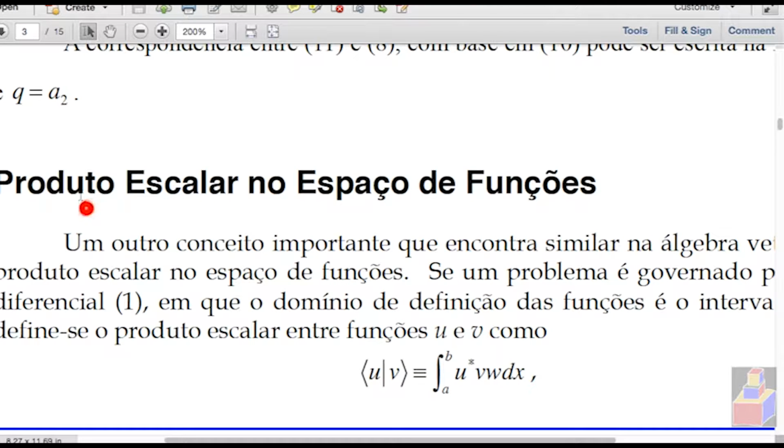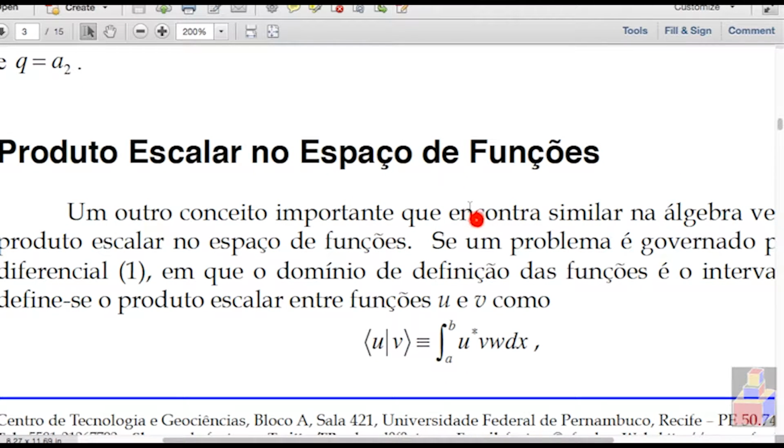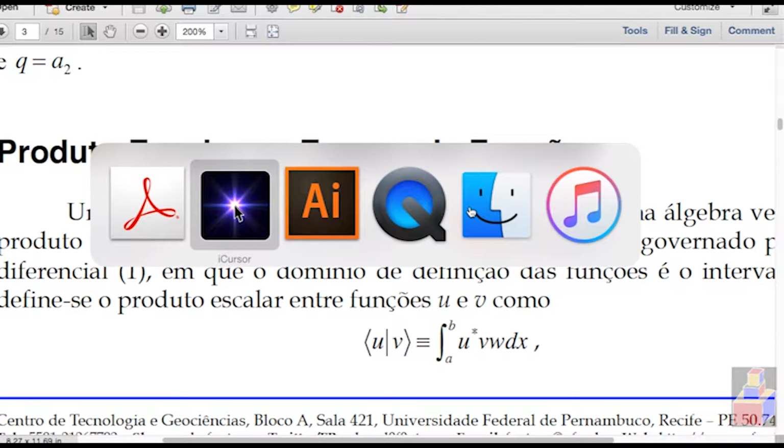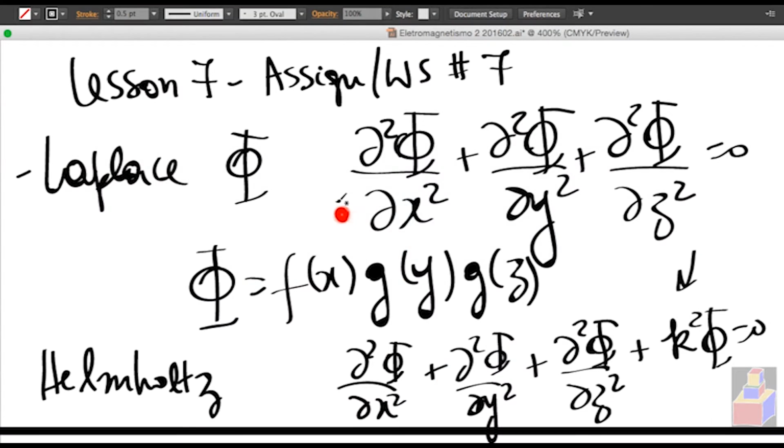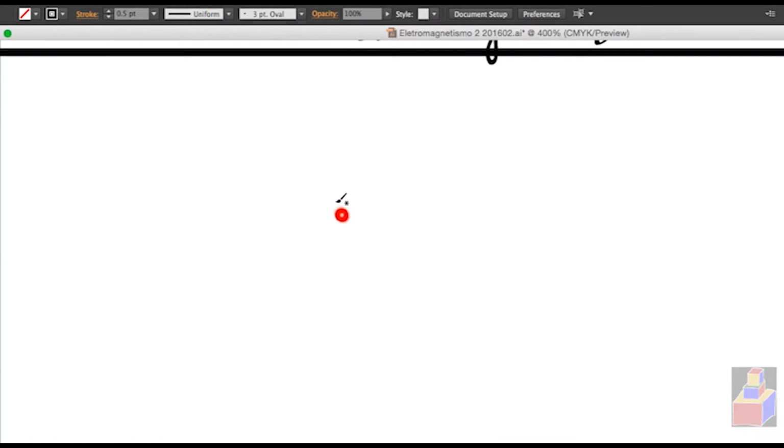The dot product in the space of functions, function space. If we have an equation governed by any order operator, but we're going to talk about second order, just recall that our equation is something like this.